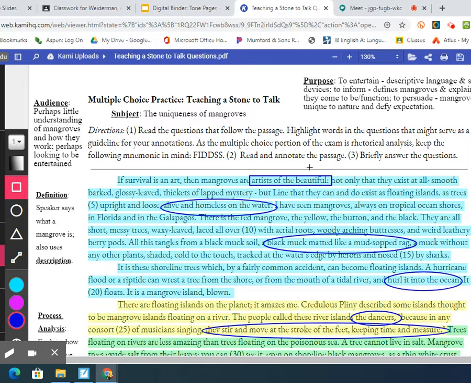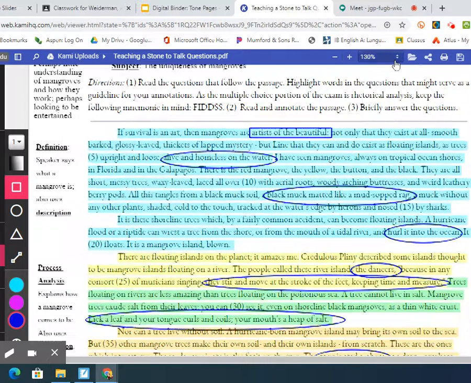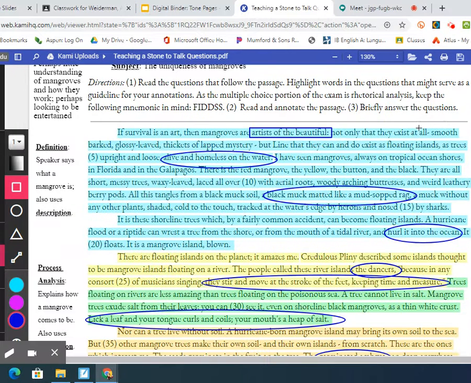All right, so if survival is an art, then mangroves are artists of the beautiful. And I chose that because when we're looking at diction, we're looking at words that are connotative in meaning. So we've got beautiful, artists. And when I see those two words together, to me that carries a pretty heavy emotional weight. So not only that they exist at all, smooth-barked, glossy-leaved, thickets of lapped mystery. So I'm going to also identify that.